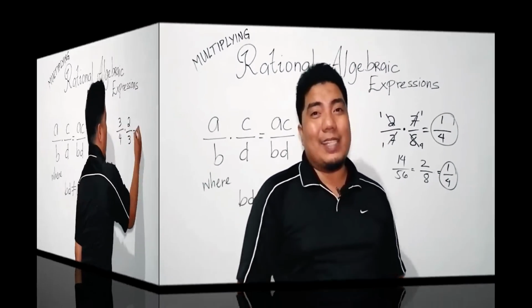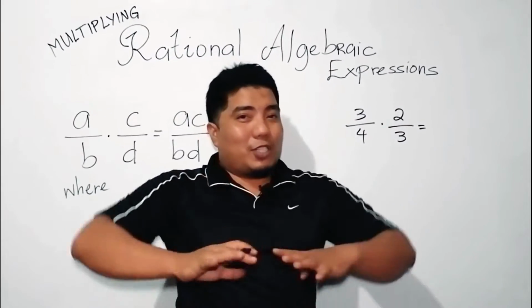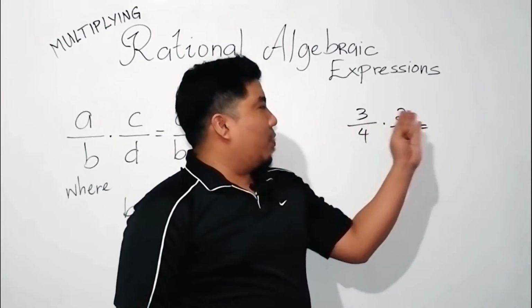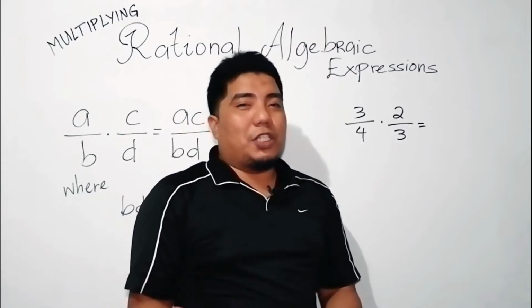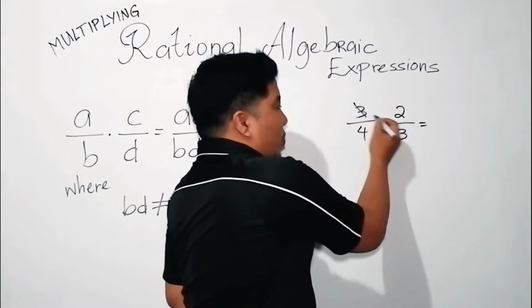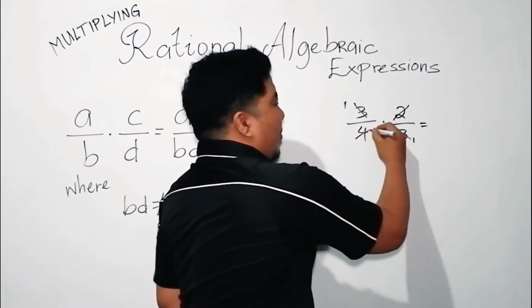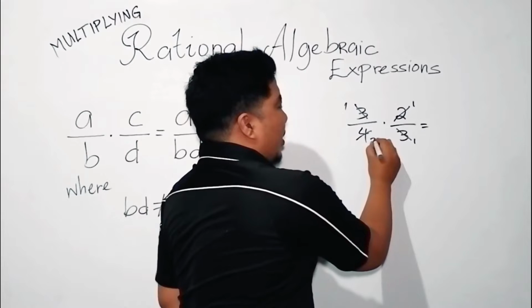Okay, let's consider another example. Okay, math learners, we also have another example. This is just a simple review. We have 3 over 4 times 2 over 3. By just applying the cancellation, you can do this one. The 3s cancel to 1. And then 4 and 2 can be simplified by 2, so this will become 1 and this will become 2.